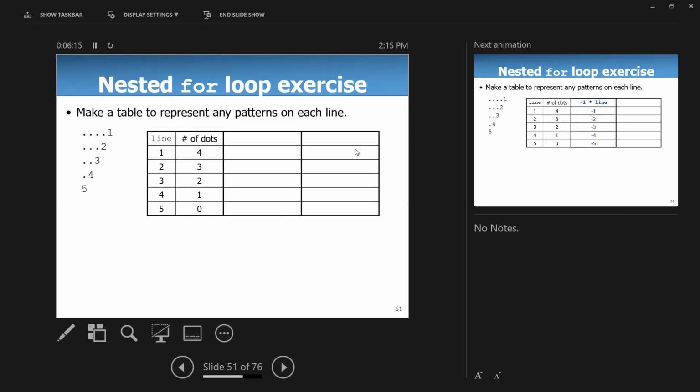Now, this is your actual task. Remember the dots, and 1, 2, 3, 4, 5. So how many lines? 1, 2, 3, 4, 5. 5 lines. The number of dots on each line: 4, 3, 2, 1, and 0. Complete the table. Send me your answers in the direct chat.